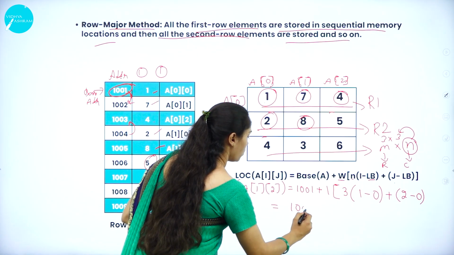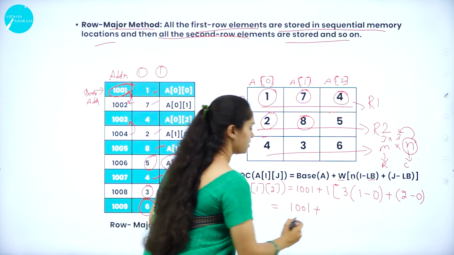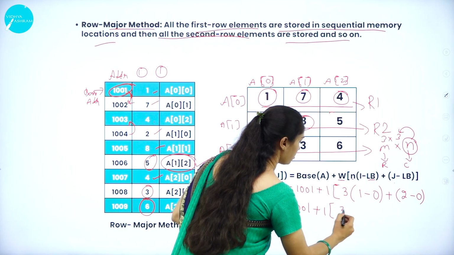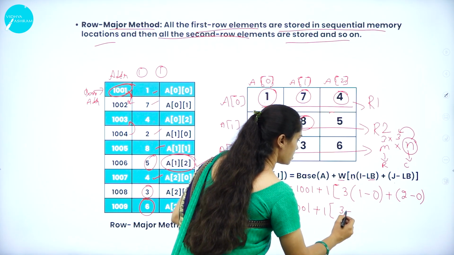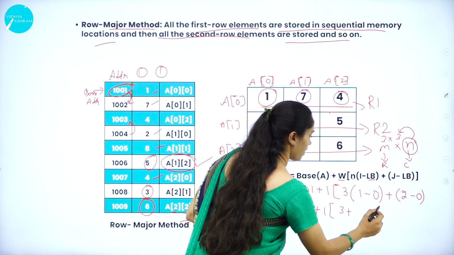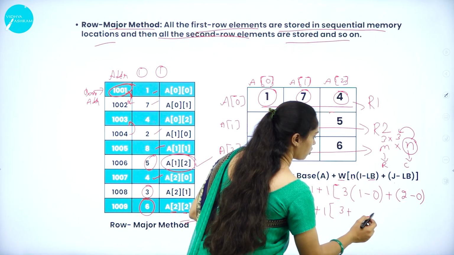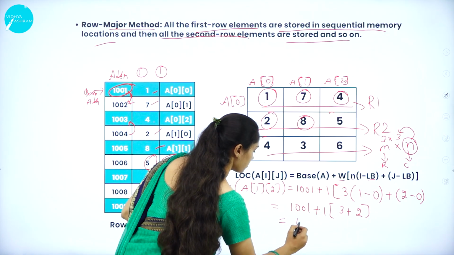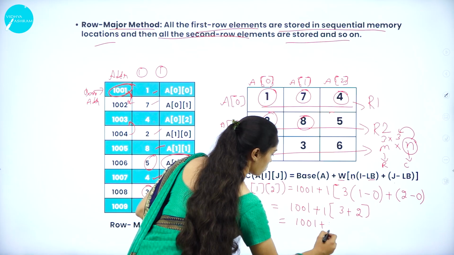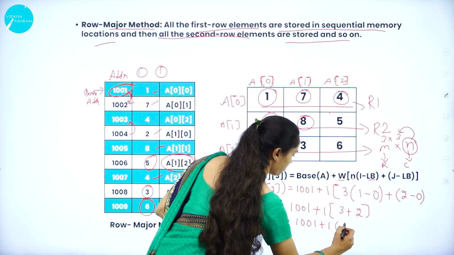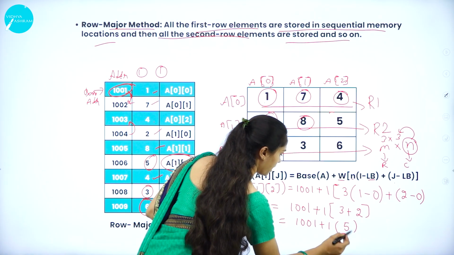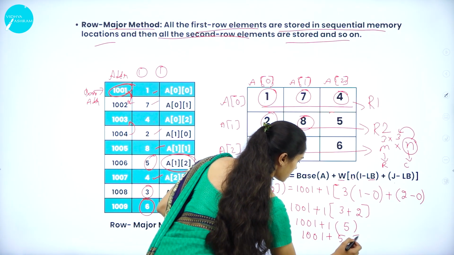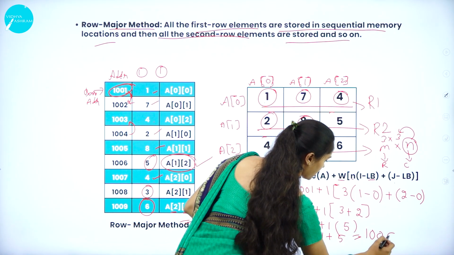So 1001 plus 1 of, let me multiply. 3 ones are 3 minus 3 zeros are 0 itself, so that it will be like that. Next we have plus, so 2 minus 0 will be 2 itself, it will become 3 plus 2. So 1001 plus 1 into 5, 3 plus 2 becomes 5, 5 into 1 becomes 5 itself, so that 1001 plus 5, that is equal to 1006.